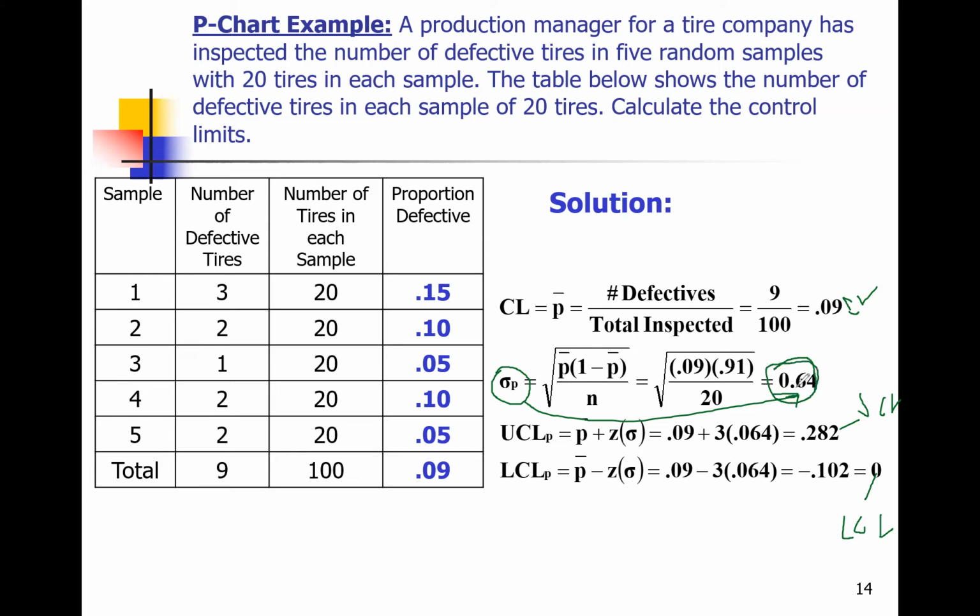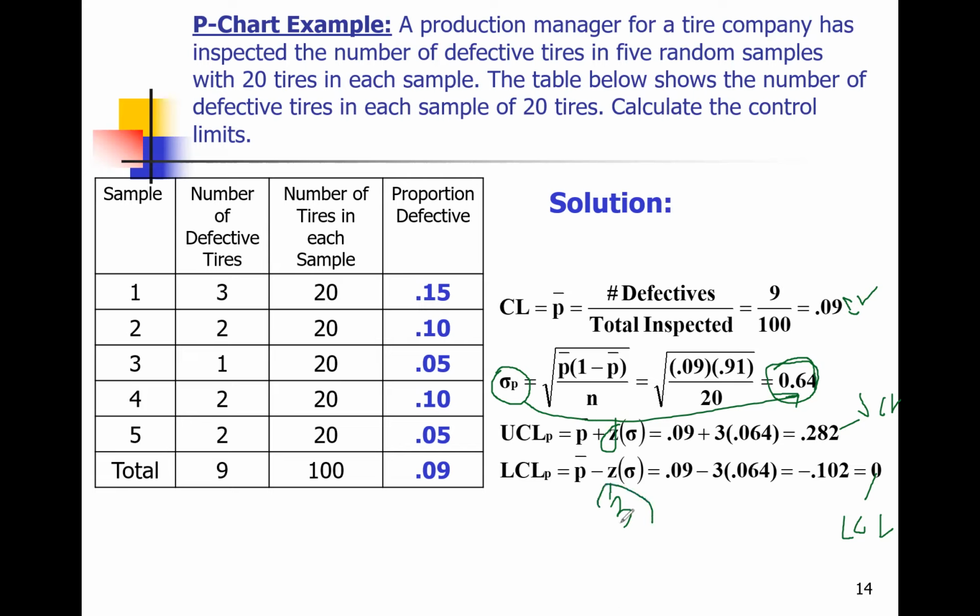Sir, will the Z value be given in the question? Z means 3. If it is not said, it is 3, always. If we state 2 sigma, then we will tell you that it is 2 sigma. If nothing is said, Z will always be 3.